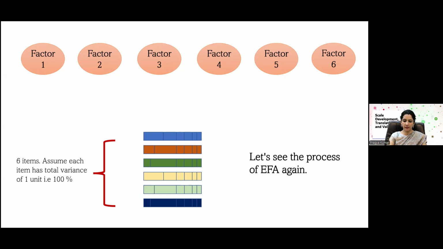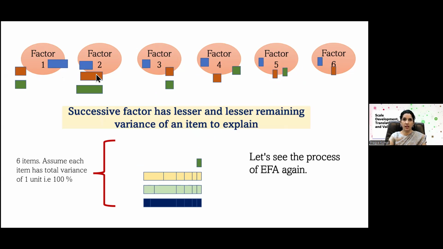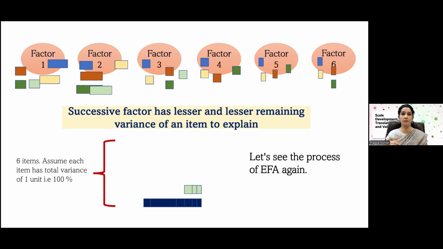If you see, the first item is getting loaded on all the 6 factors. Maybe the proportion is variable. It has got a larger proportion here on factor 1, whereas if you see factor 2, item 2 is loading here to a larger extent. Similarly, the concept is each of these items is getting loaded on all those 6 factors. The proportion might differ. That means the amount of factor loading will be different for all items in all the factors.